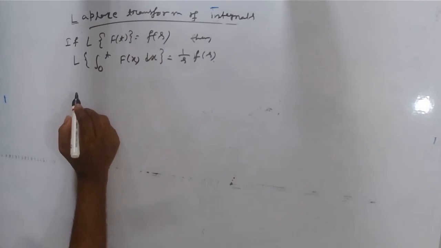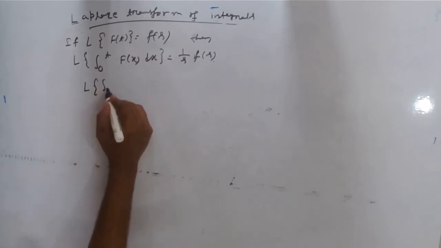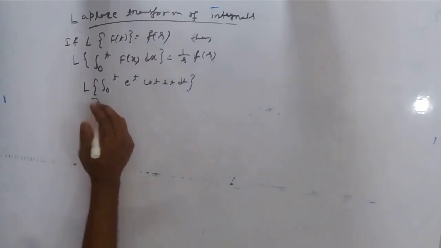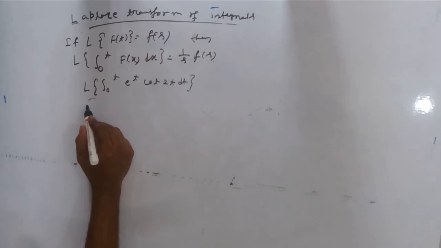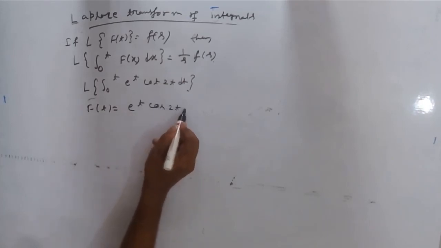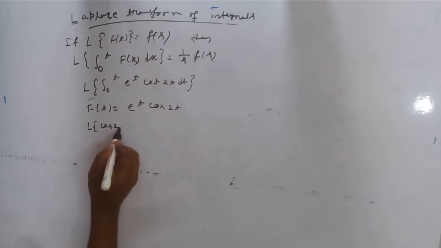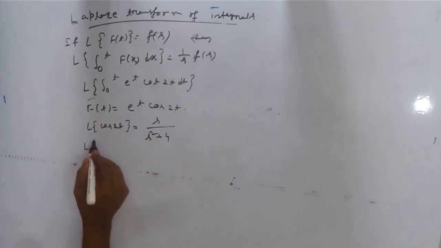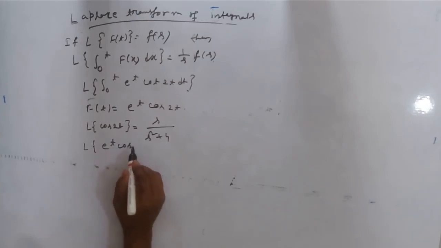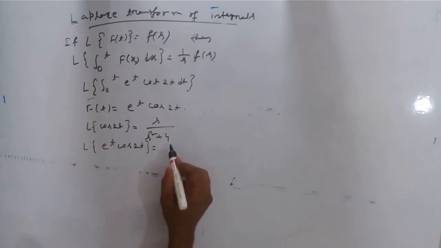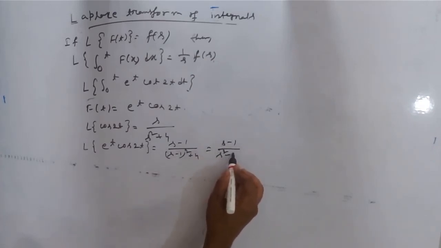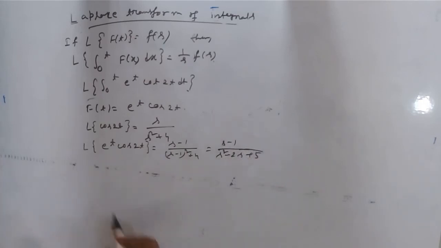Now for an example, we have to find L of integration 0 to t e to the power t cos 2t dt. You see that this form is similar to this form. Here the function f(t) is e to the power t cos 2t. Now we know that L of cos 2t is s by s square plus 4. By applying the first shifting property, we can find L of e to the power t cos 2t, and that will be s minus 1 by (s minus 1) whole square plus 4, that is s minus 1 by s square minus 2s plus 5.